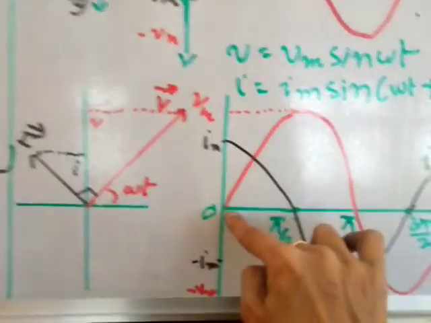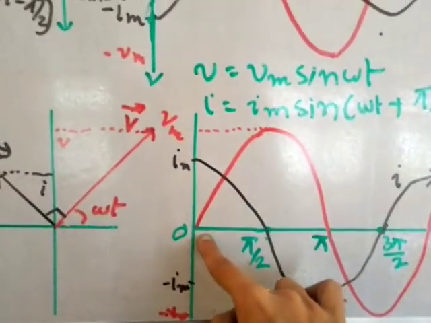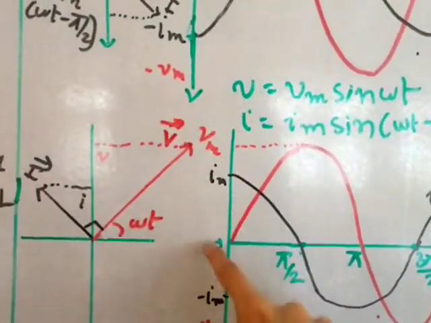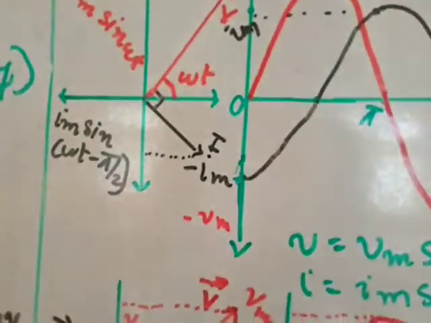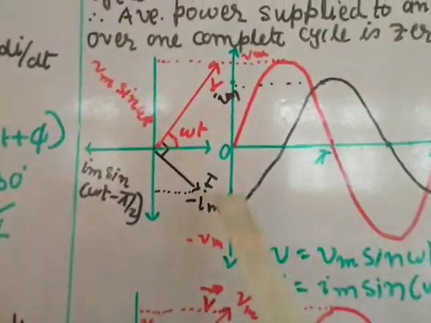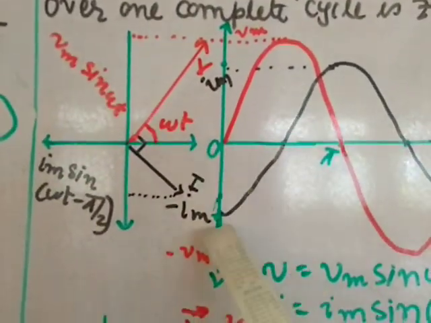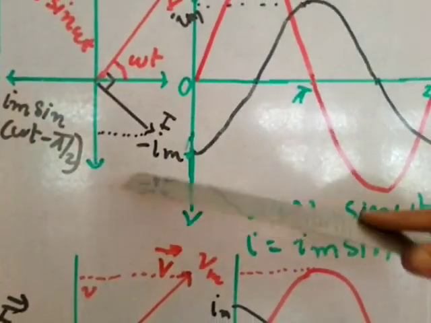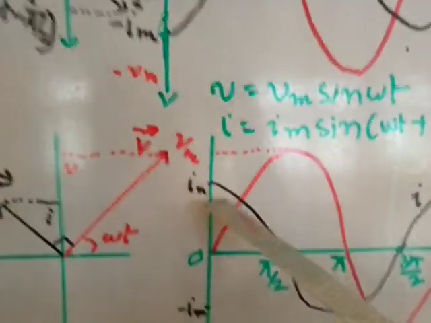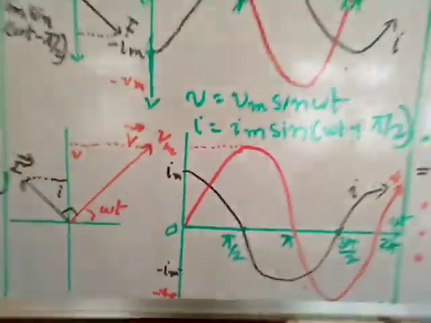So what we see is when voltage is 0, current has the maximum value. That is, it is ahead by pi by 2. And previously for the inductor, we saw that when voltage is 0, current was lagging behind voltage by pi by 2. So it is negative there, and here positive I. That is the difference between these.